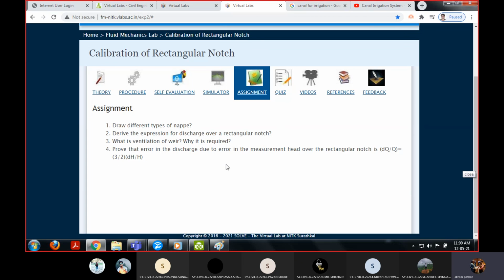Okay, error in the discharge due to the error in the measurement of head. जर हेड मध्ये जर आपण चुकी केली मेजरमेंट करत्या वेळेस तर डिस्चार्ज मध्ये काय चुकी होऊ शकते हा आपण डेरिवेशन मध्ये सुद्धा बघितलेला आहे. Okay, so this is how we can complete the experiment, that is the calibration of weirs.